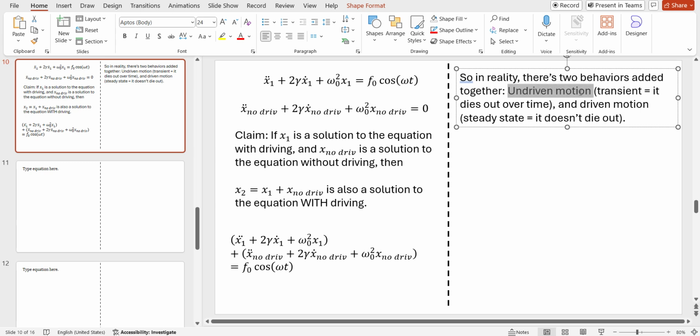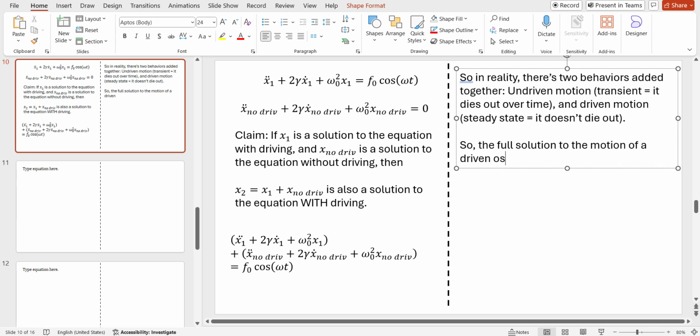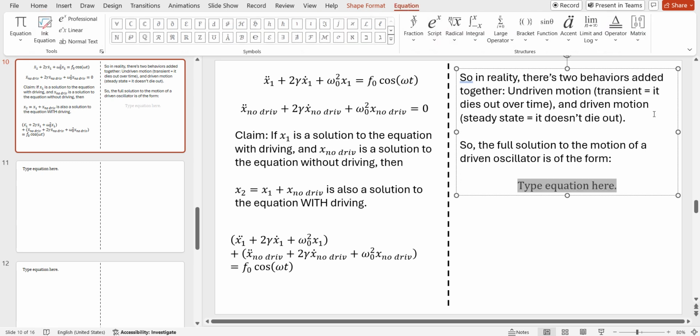The undriven motion we already studied. That's just a damped harmonic oscillator. The driven motion, that's the new stuff that we figured out. So the full solution to the motion of a driven oscillator is of the form, and now we bring back our old friend, the undriven but still damped motion. There's two cases: underdamped and overdamped. I'm only going to write the underdamped.